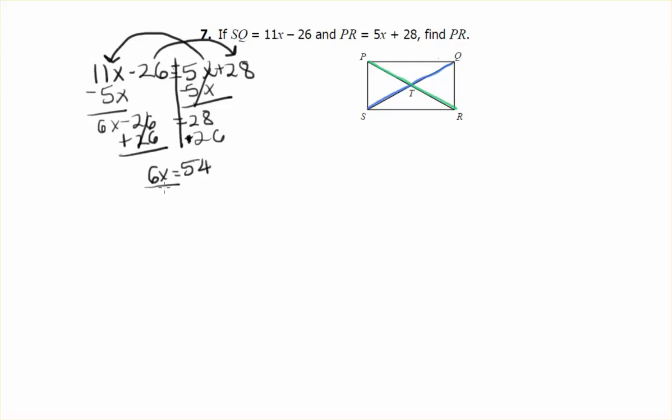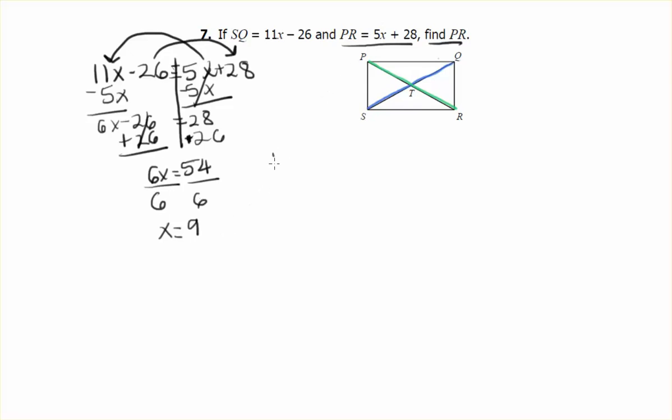And then the opposite of multiplying is dividing, so you want to divide. So then I have that x equals 9. And then, did we answer what it asked? Nope, because it said to find PR. So it gave us that PR equals 5x plus 28. So all we have to do is substitute that 9 in for that x.